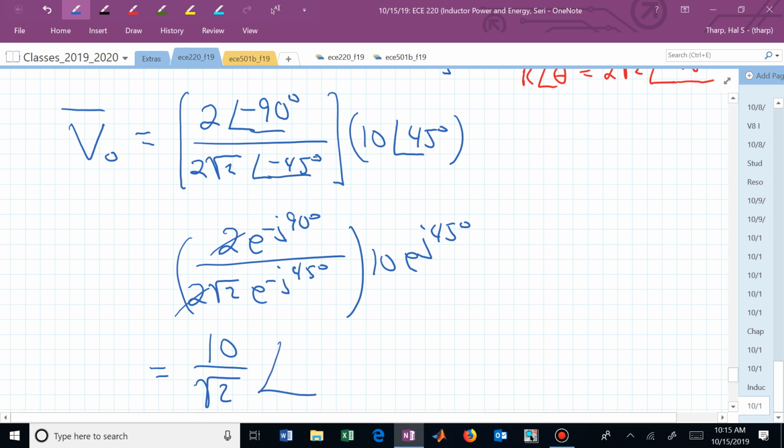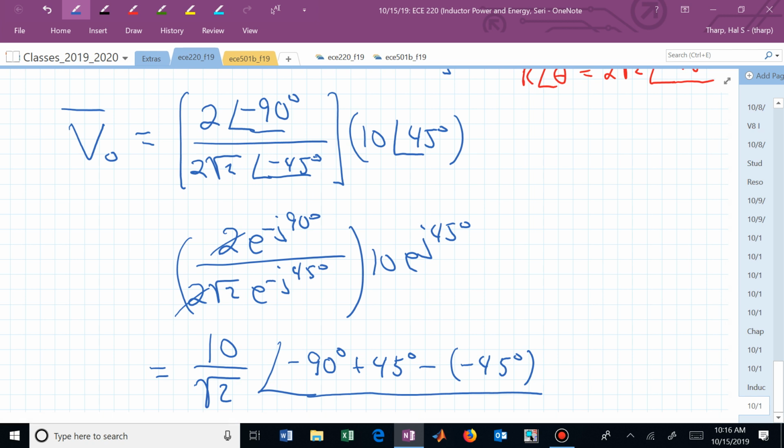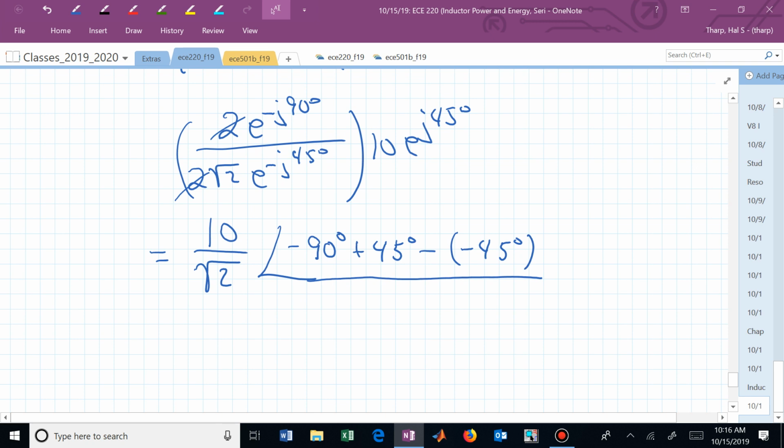What's the angle? We had a minus 90. We're adding and subtracting angles. We have a plus 45, and then downstairs in the denominator we had a minus 45. You need to be comfortable with where those pieces came from. What's our angle? It's now 0 degrees, and our magnitude is 10 over the square root of 2.